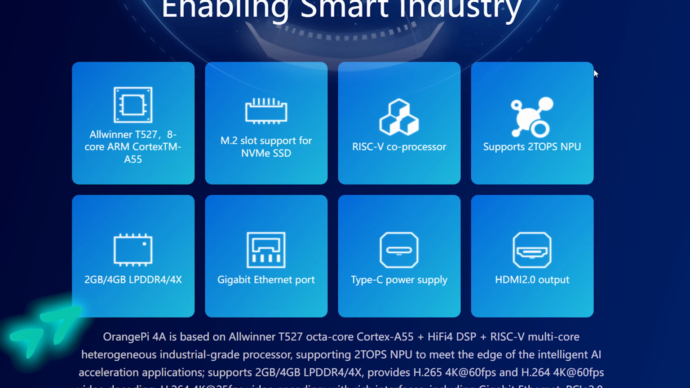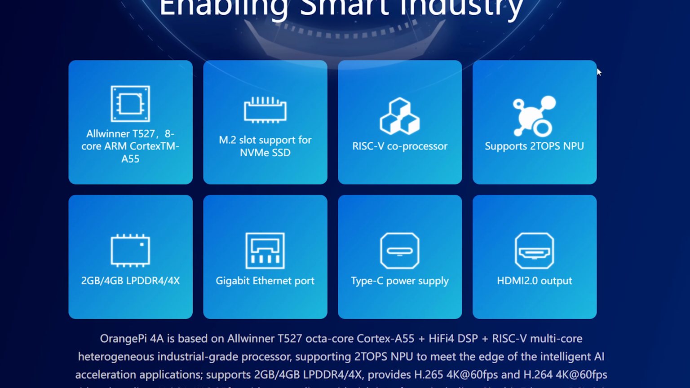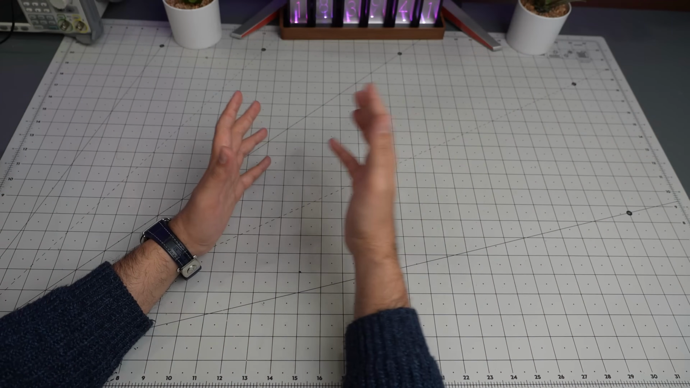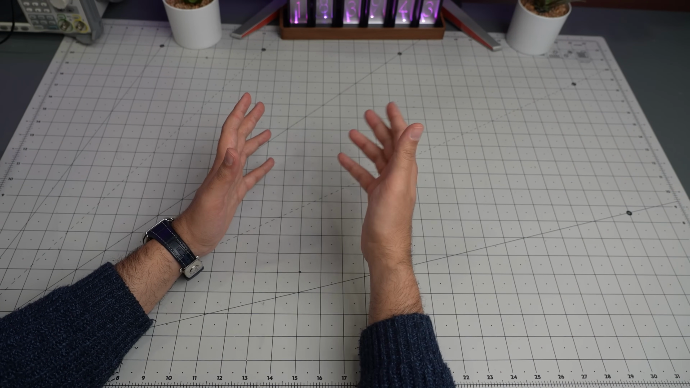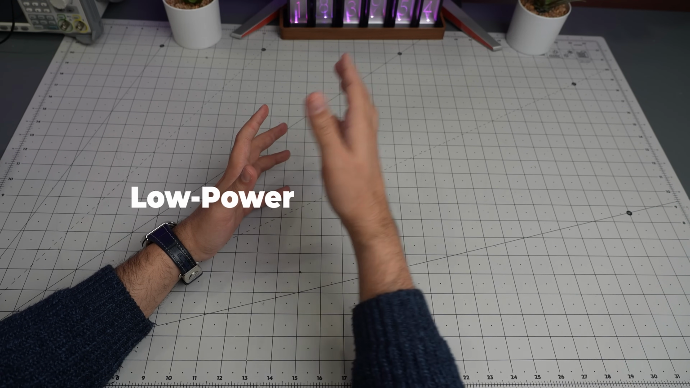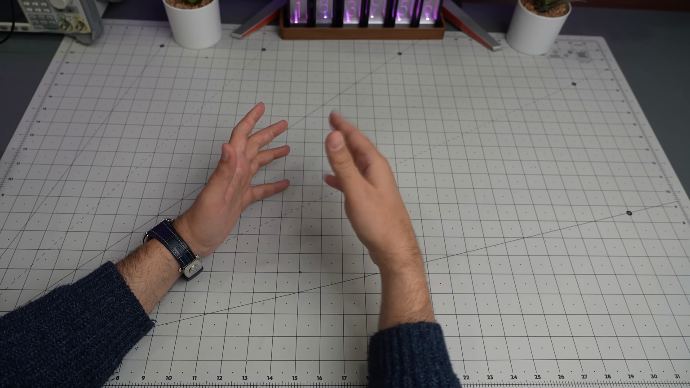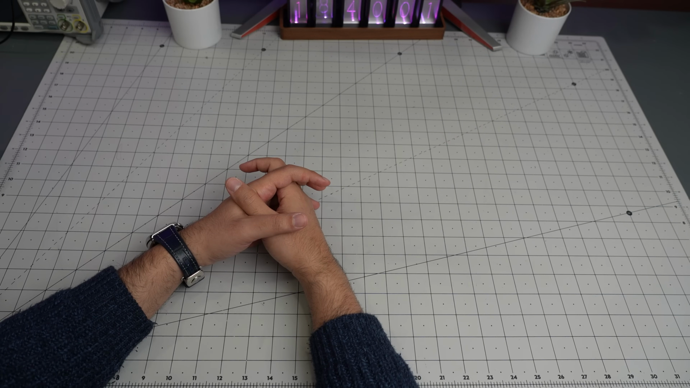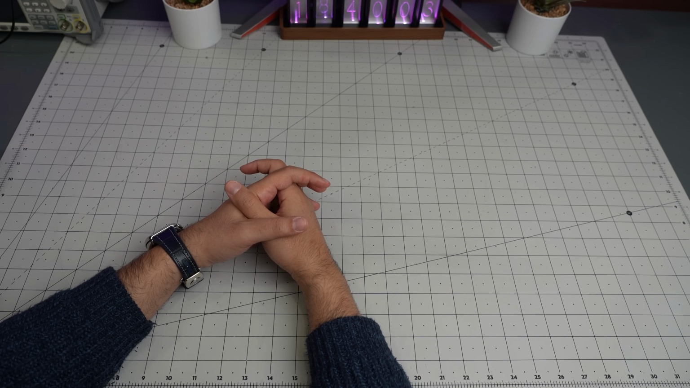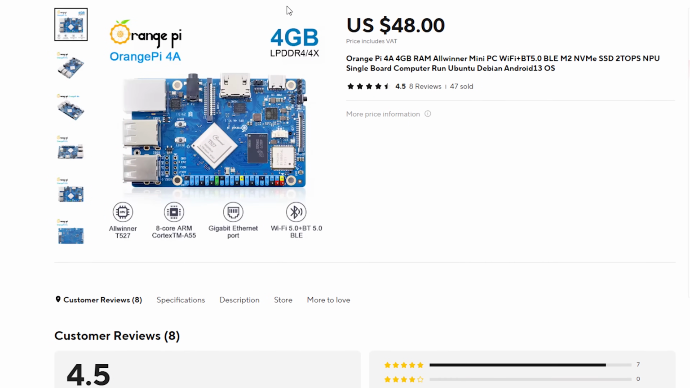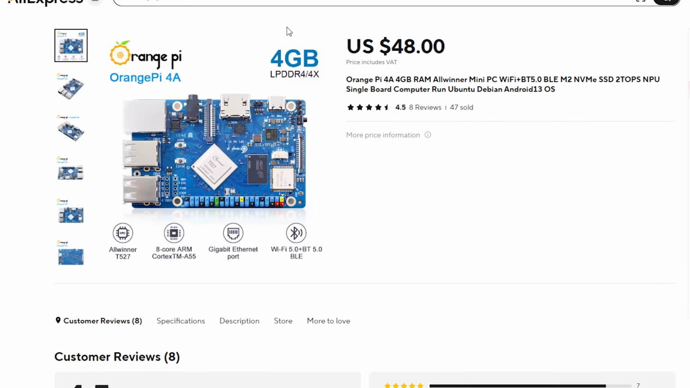It comes with your choice of 2 GB or 4 GB of LPDDR4/4X RAM. And you might say, what? LPDDR4/4X? What did you just say? It's basically a fancy way of saying low power DDR4 RAM, created by Samsung, I believe, and it's more efficient than your grandfather's RAM from the 80s.